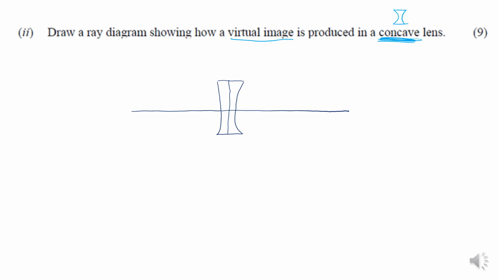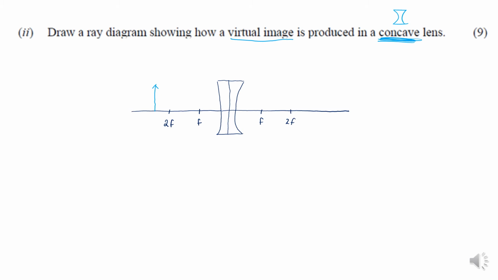Okay, now let's mark some focal points, equal on both sides, and let's also mark twice that on both sides. Now, if you recall from your lessons, there is only one diagram or one outcome for a concave lens. No matter where you put your object, we should get a virtual image. So I'm going to place it out here so we have lots of space to work with.